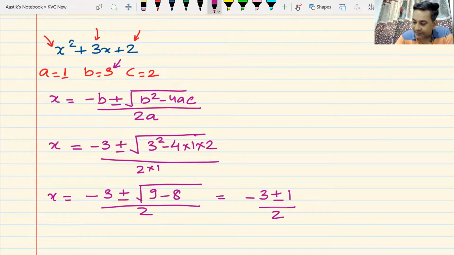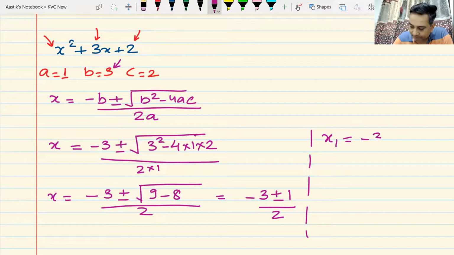Yes, sir, we can find the value of x1 from here. What is x1? Minus 3 plus 1 by 2, that becomes how much? Minus 2 by 2, which is minus 1.